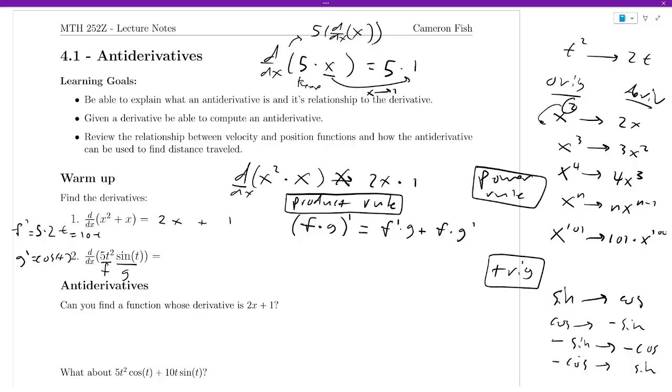Okay, so we just got to assemble this together. So the derivative of f times g, f prime times g. So my f prime is 10t. So it'll be 10t times the original g, sine of t. And then plus, right, f times g prime. The original f was 5t squared, and then g prime is cosine. Right, so remember this f and g is just like standing for whatever function's there.